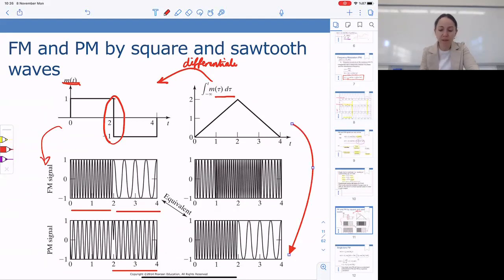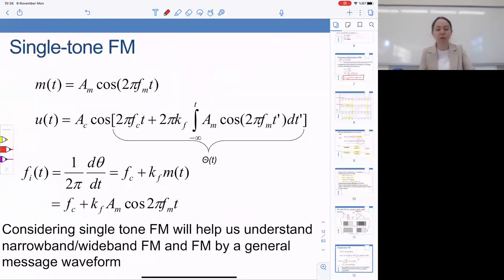Okay. On the other hand, when you modulate it with FM, the frequency will keep ramping up. It will be very high from 1, 2, 3, and then it will go down again. Okay, I think this gives a fairly good idea. So now let's start the mathematical analysis.